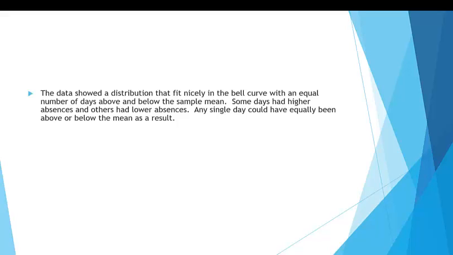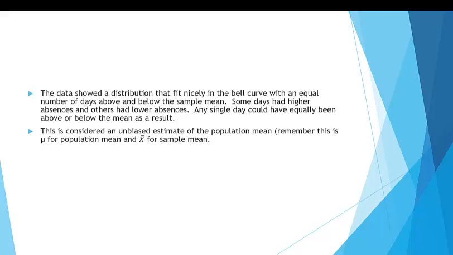The data showed a distribution that fit nicely into our bell curve. So remember our bell curve. We're going to look at the bell curves again in this module, but in general, we had an equal number of days above and below the mean. In theory, that's going to happen. Some days had higher absences and others had lower. Any single day, in theory, could have an equal chance of being on the top or the bottom. This is considered an unbiased estimate of the population. This is a point estimate for the population mean.